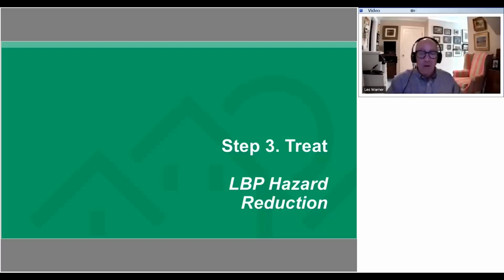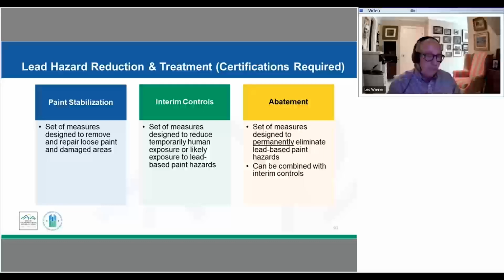All right, so we've been talking about the evaluation process. Now that we've completed the evaluation, we're moving to step 3 and talking about how we are going to treat this, our lead-based paint hazard reduction requirements. I want to first start by talking about the different methodologies that could be utilized, and then we'll specifically talk about what the requirements are under Subpart L.